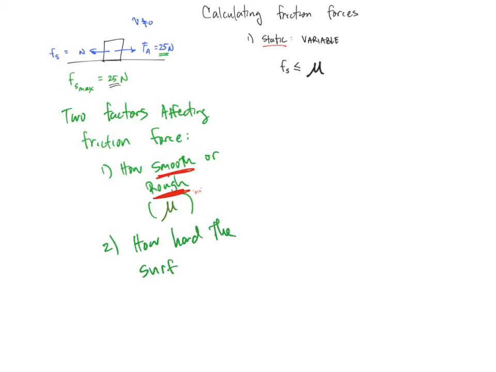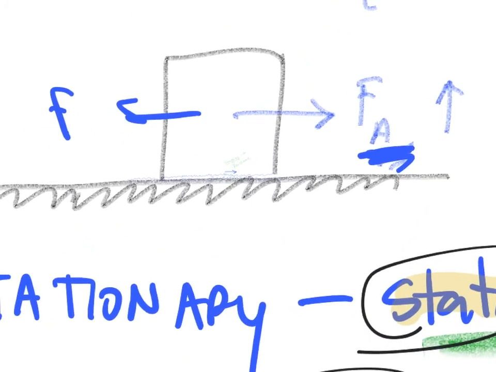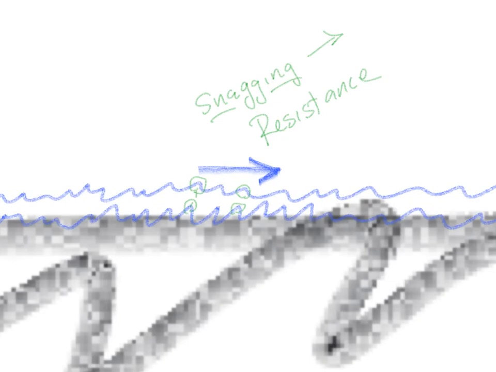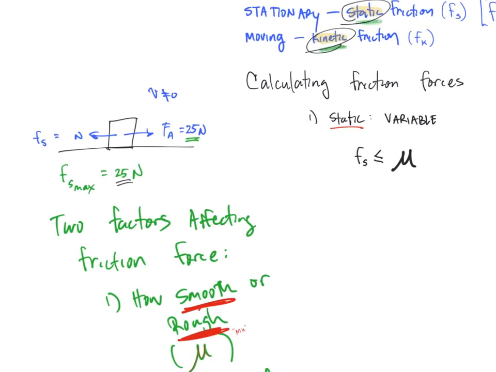How hard the surfaces are pressed together. And the reason that maybe makes sense if we go back up to our explanation on this microscopic level. Again, we're thinking about snagging between these little bumps, right? If I press the surfaces together, if I exert forces like this, these little bumps are going to get snagged on each other even more. So more force between the surfaces is going to cause more friction.